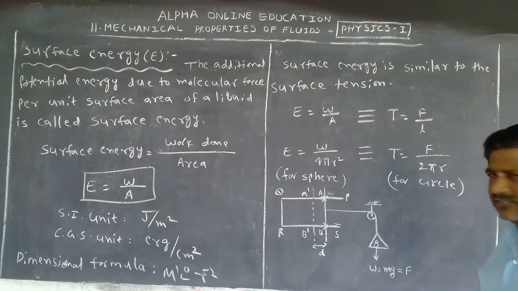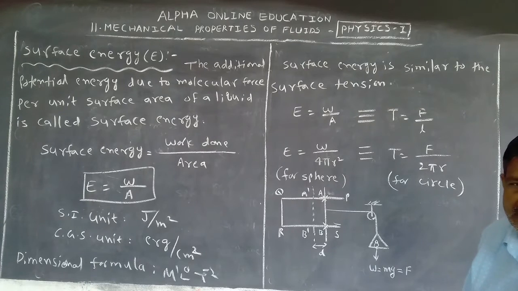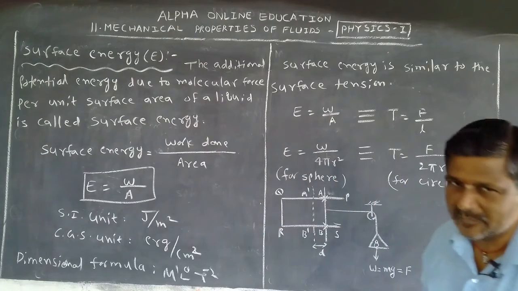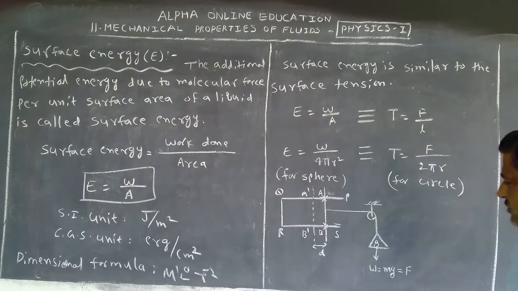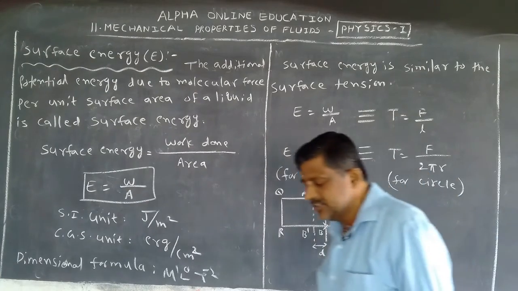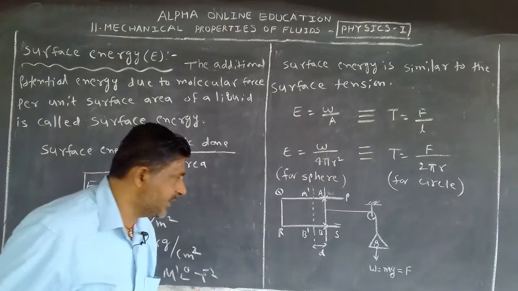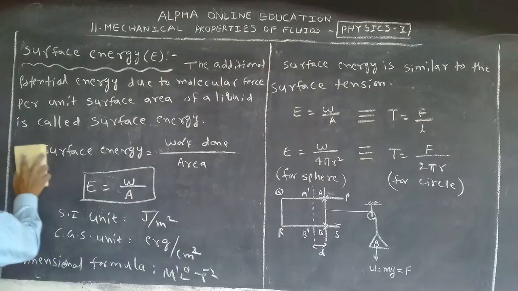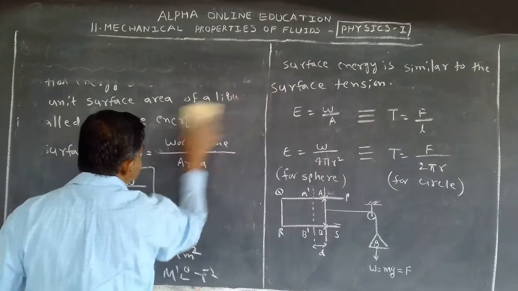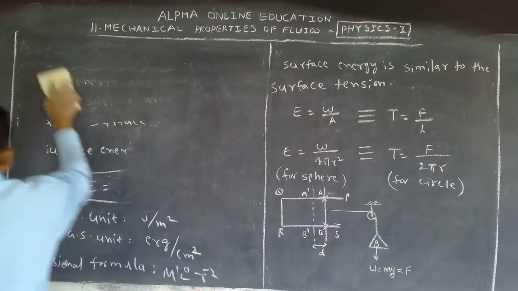With the help of this we can find the surface energy again. For that we take the work formula. What is the work? Force into displacement. And the area is how much? 2L, you want to take. Now I would like to write here how we did the experiment.